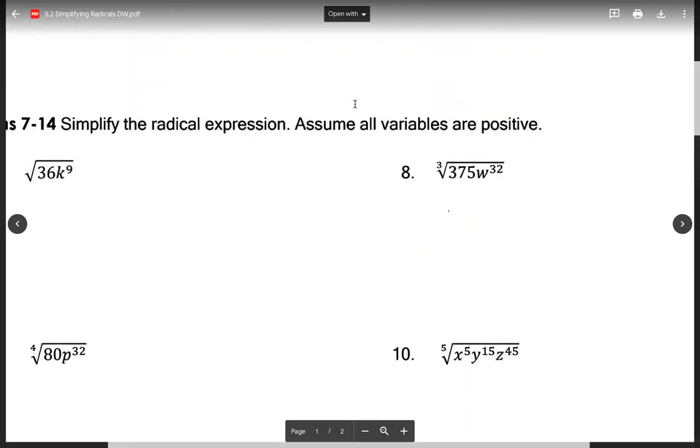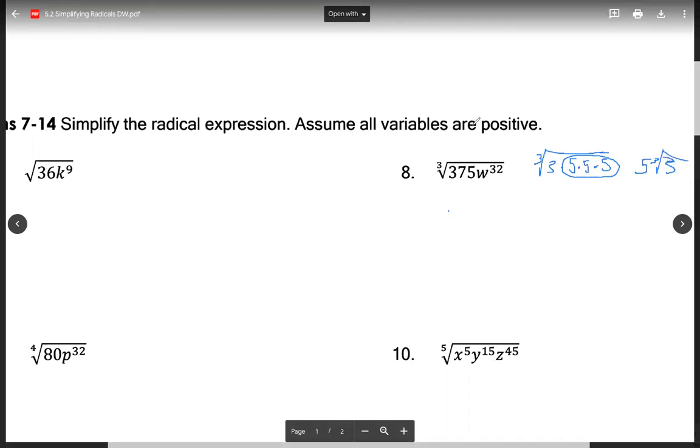Okay, so what we can do on number 8 here again is figure out what our number is, 375. That's going to turn into 3 times 5 times 5 times 5. And I'll just go ahead and write that out to the side. 3 times 5 times 5 times 5. Again, don't forget your little cube right here, cube root. So again, I'm looking for a number that has 3 of the same numbers. See, that's 5. So this will turn into 5 cube root of 3.